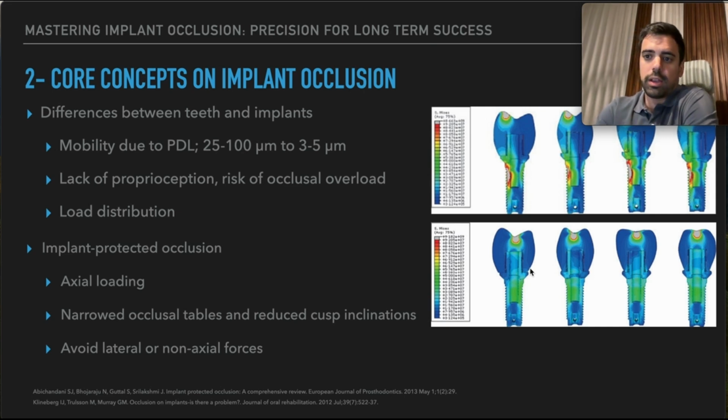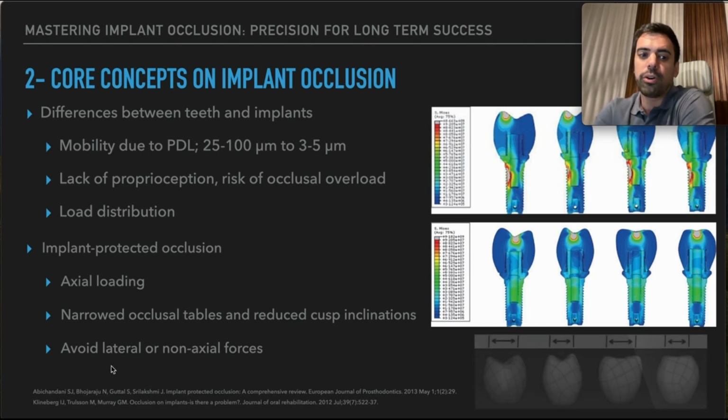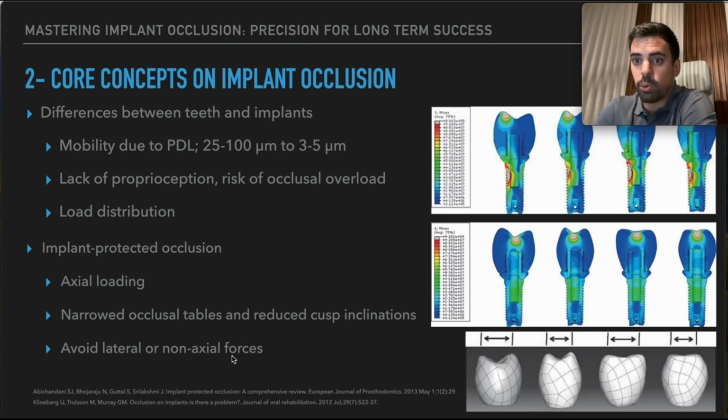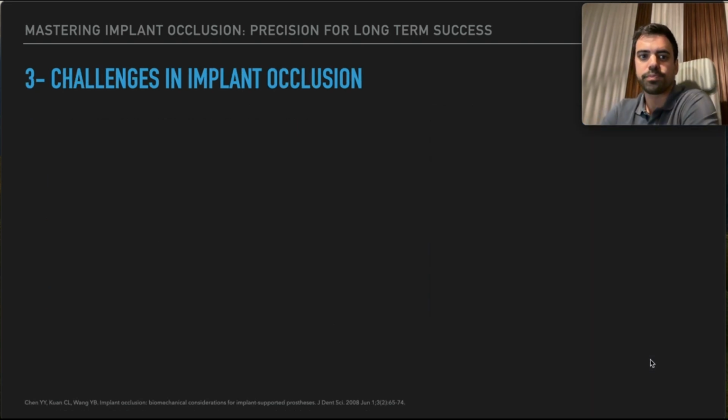So when you get the lab designing your implant restoration, they're probably going to do this kind of situation because they're imitating teeth. Well, implants are not teeth. So we cannot really place or do this kind of restoration. We probably need to think about something a bit more like this. Maybe not that exaggerated, but maybe a bit more like that. And we want to avoid any lateral or non-axial forces. We're going to see why in the presentation. We're talking about something more like this.